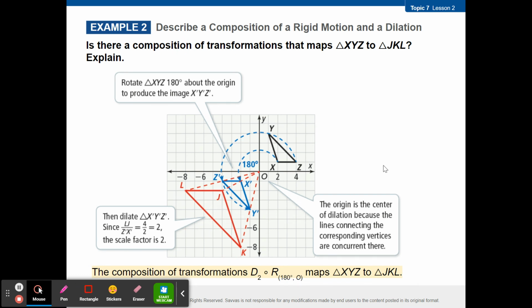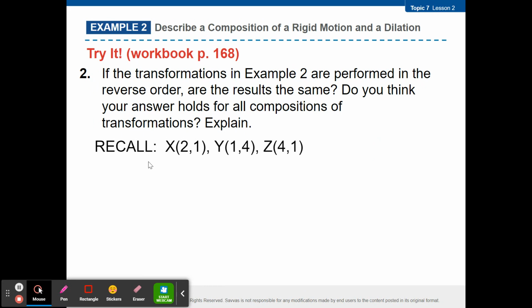Okay. So now that you have that, what I want you to do is, if the transformations in example 2 are performed in reverse order, are the results the same? Do you think your answer holds for all compositions of transformations? Explain. So now that you have the rule, flip-flop it and perform it on these points. These are the original points for X, Y, and Z. Okay? And then we're going to check it out in just a minute.